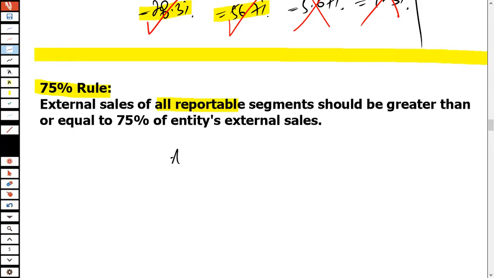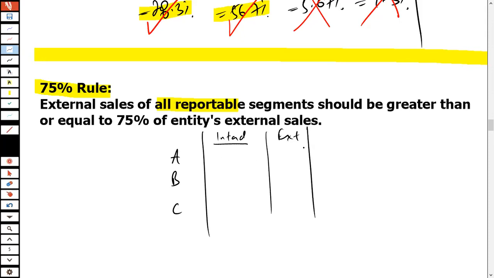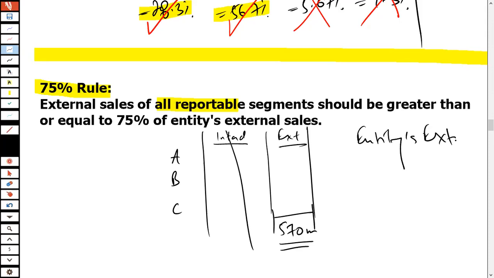Assume that you've got segment A, segment B, segment C. They've got internal sales and external sales. You have made them reportable. Assume that you ignore their internal sales right now and identify their external sales. Let's say their external sale is 570 million. And what is the entity's total external sale? You identify that the entity's total external sale is 1,000 million.